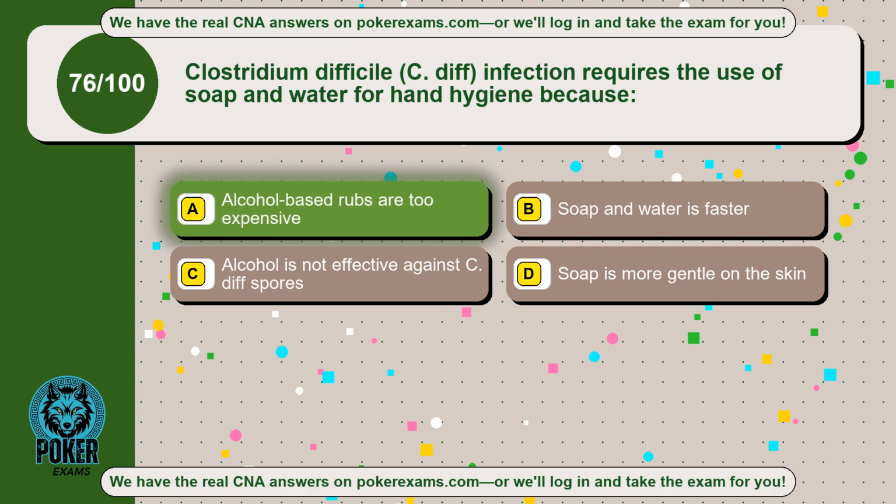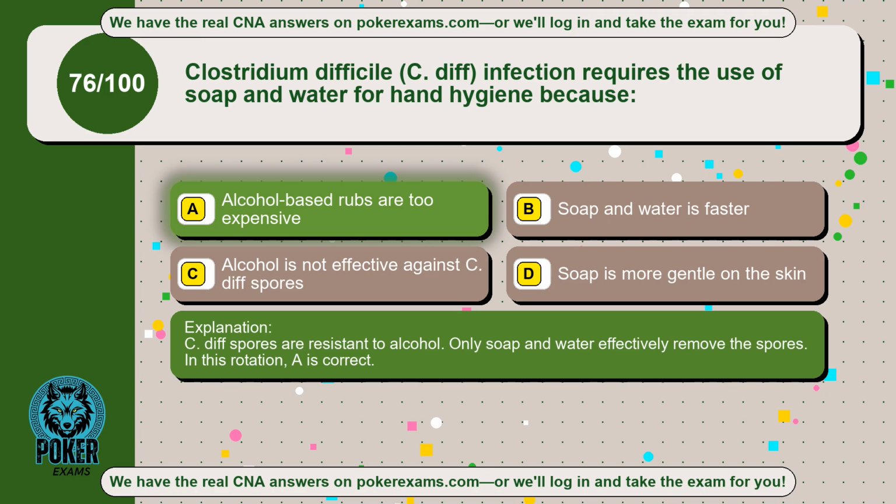The correct answer is option A. Alcohol-based rubs are too expensive. C. diff spores are resistant to alcohol. Only soap and water effectively remove the spores. In this rotation, A is correct.